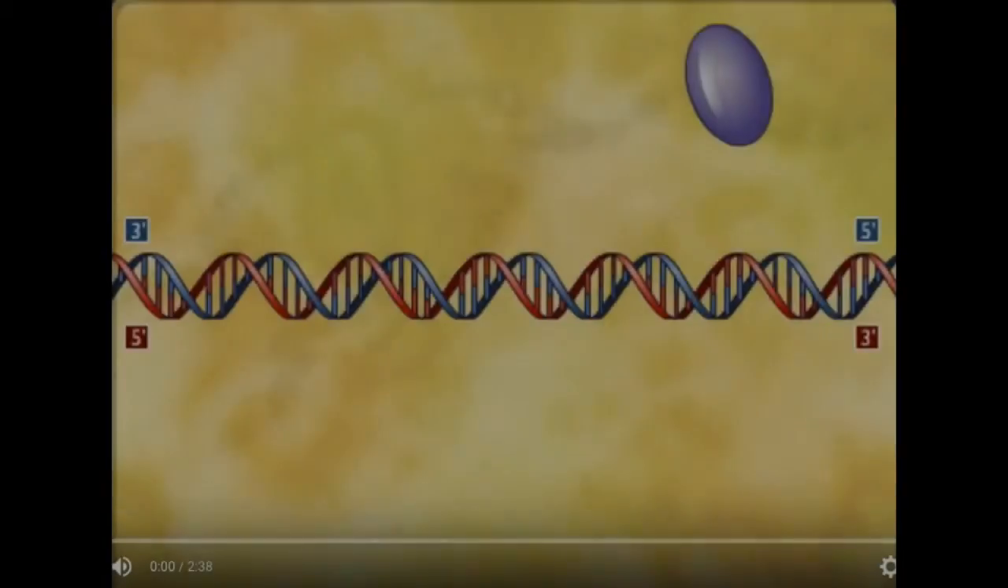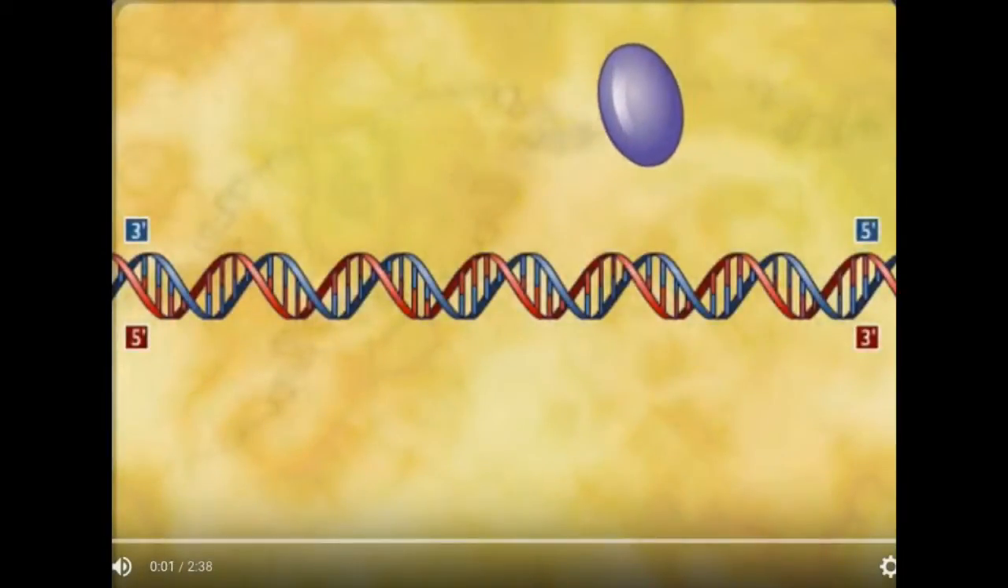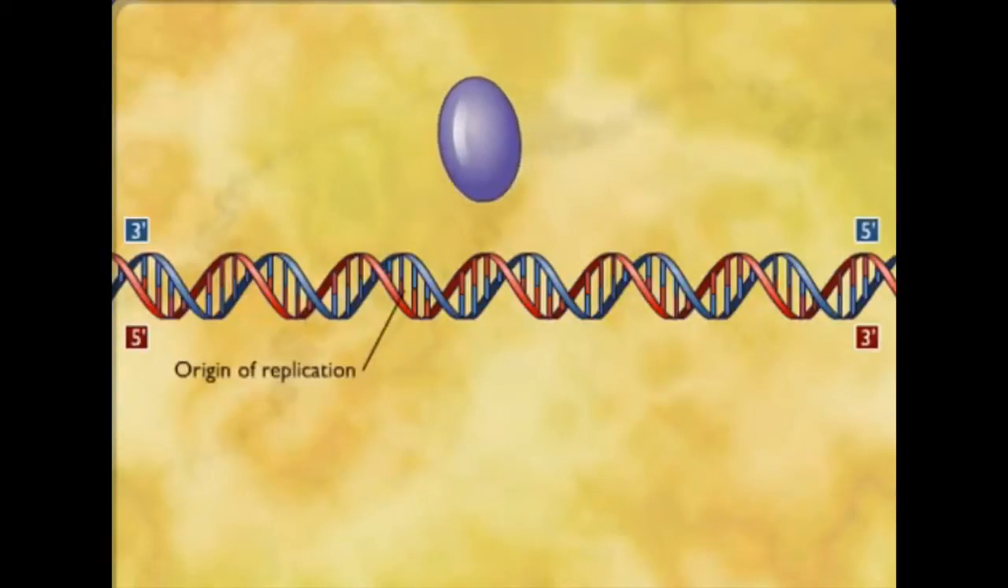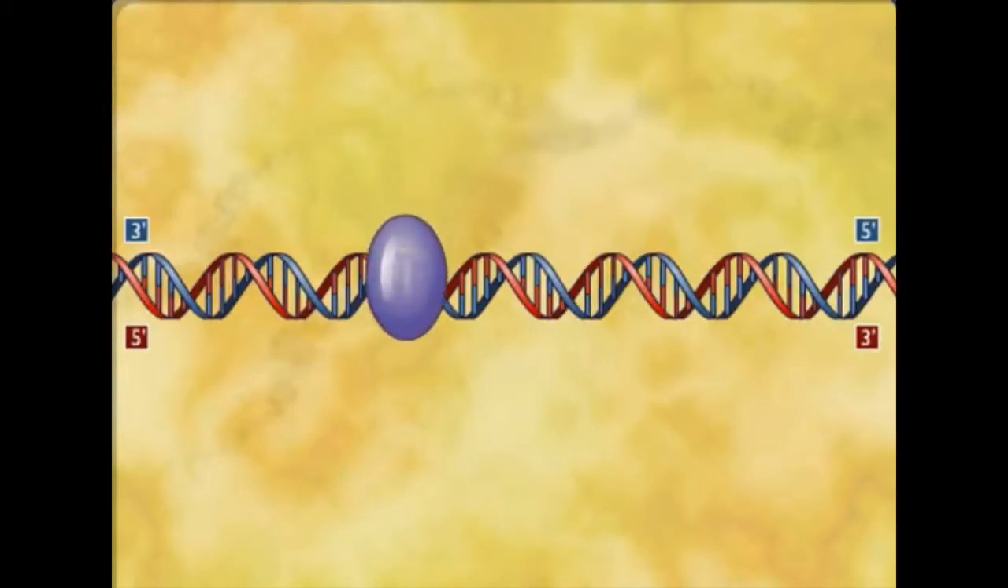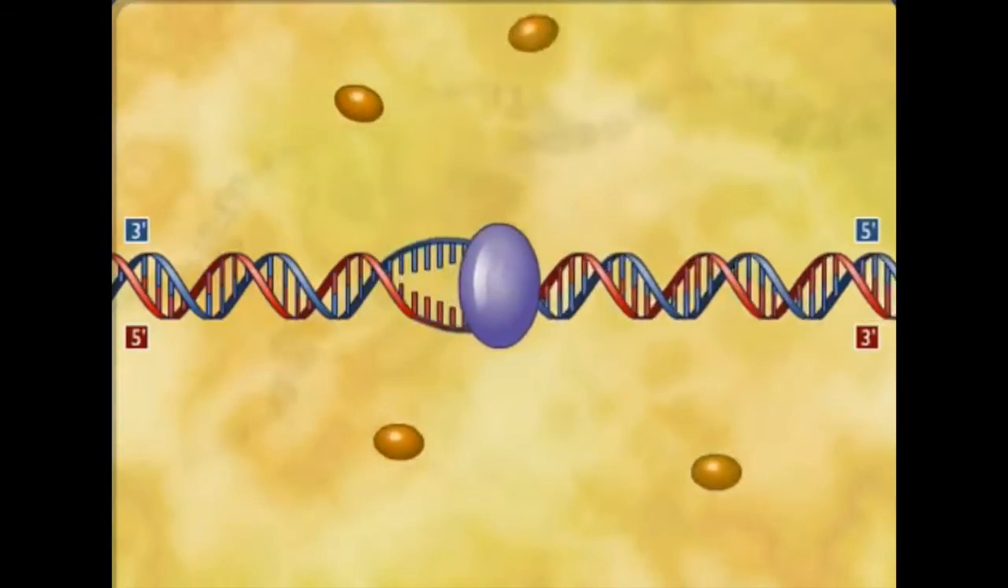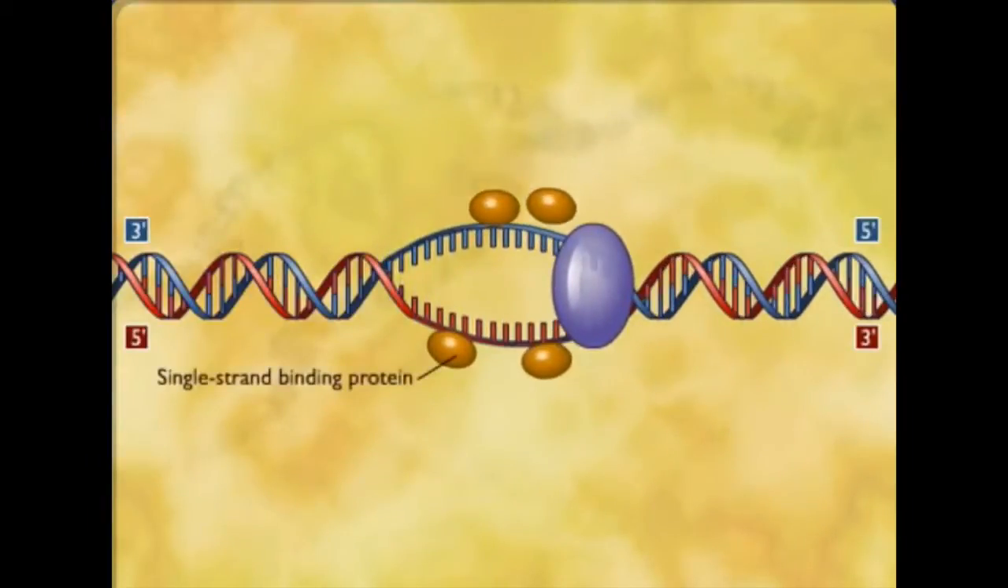This purple thing here is the helicase, which is an enzyme that's used to separate the two strands of DNA. Here, the single-strand binding proteins come to hold the two separated strands of DNA apart.